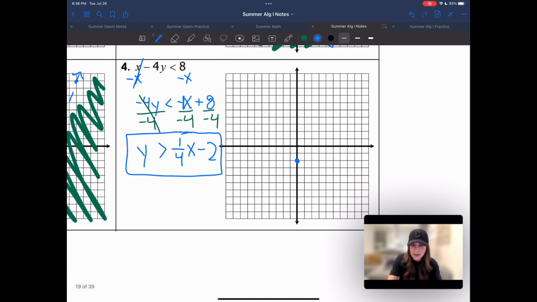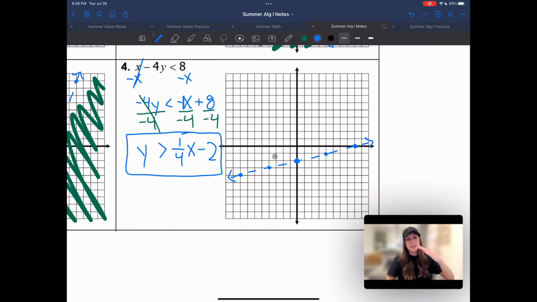So I'll start at negative 2. I'm going to go up 1 and over 1, 2, 3, 4. I'm going to keep doing that. Up 1, 1, 2, 3, 4. And then I'm going to get points to the other side by going down 1, left 4. 1, 2, 3, 4. Okay. Looks like this is going to be a dotted line because we don't have the solid line underneath it. So I'm going to carefully draw my dotted line.